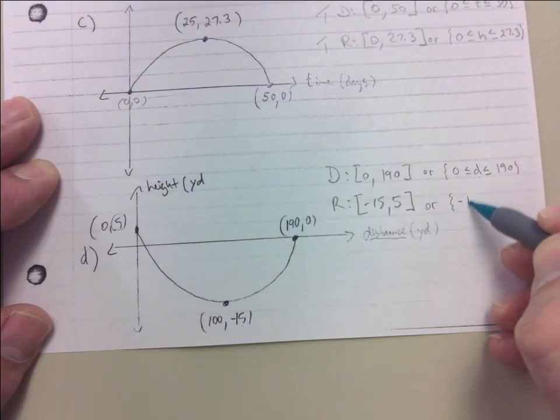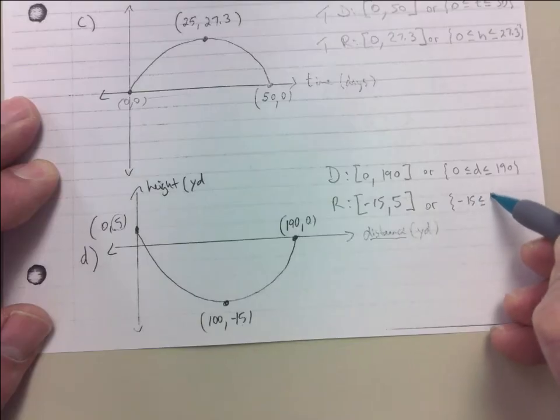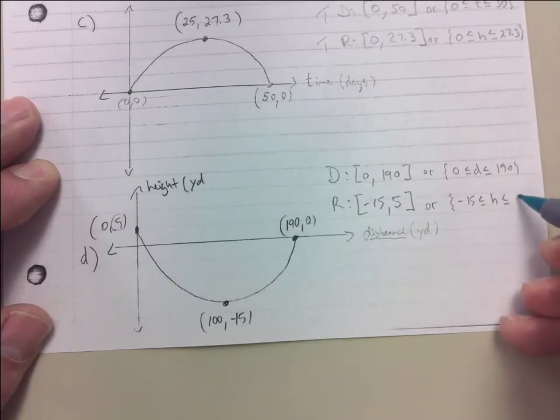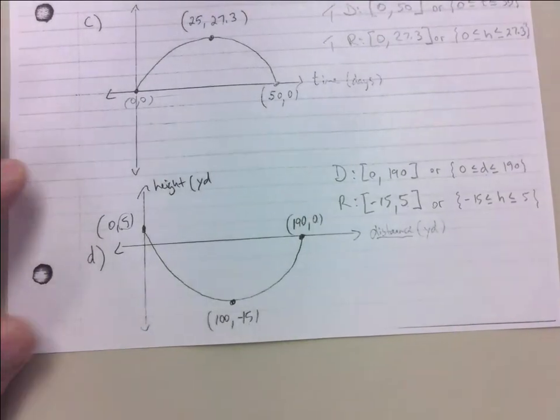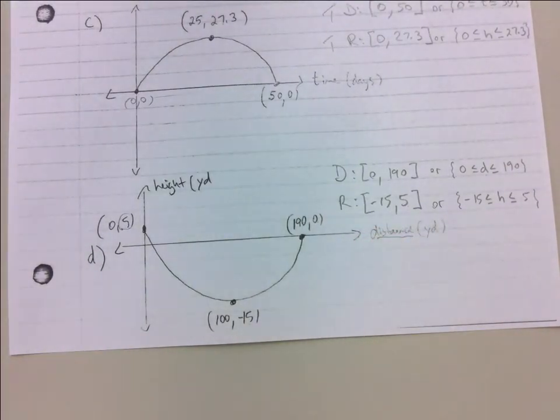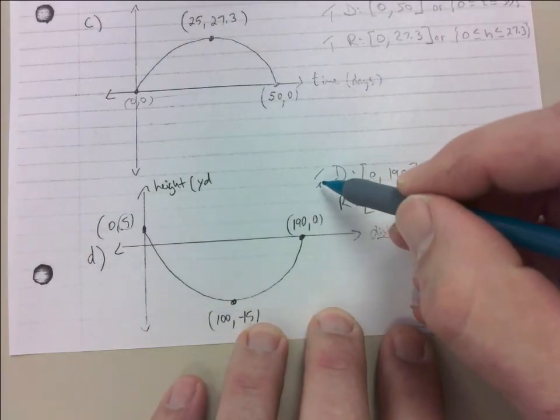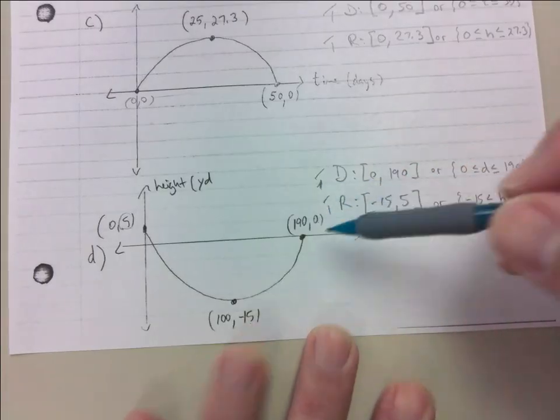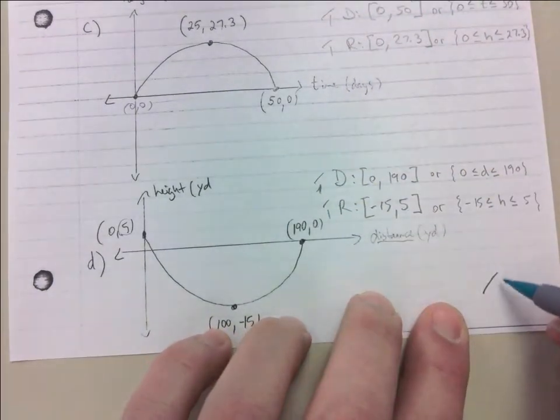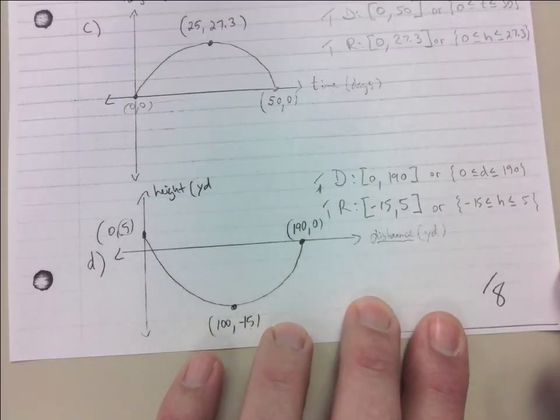And this would go -15. And I use h for height all the way to 5. So this is one of those scenarios where both ends are capped. Okay? So 1 and 1. So how many marks for this page? 2, 4, 6, 8. Got 8 marks for this page so far.